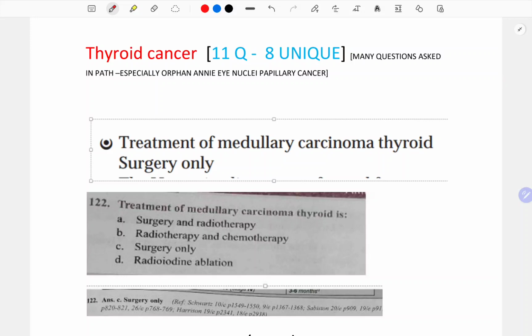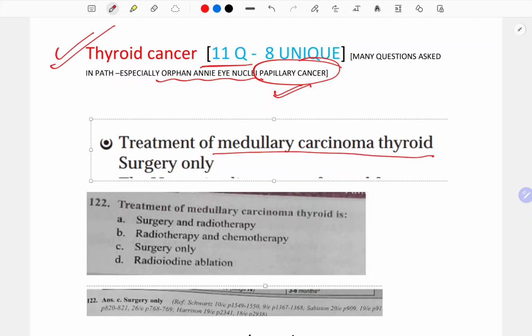Now let's come to another very important topic from which more questions have recently been asked. 11 questions have been asked, and many questions are asked from the path section, like what will be the findings of this carcinoma, or they will give certain findings and ask you where they can be found. For example, Orphan Annie nuclei, which are seen in papillary carcinoma. So such questions are asked. Another question is the treatment of medullary carcinoma thyroid.